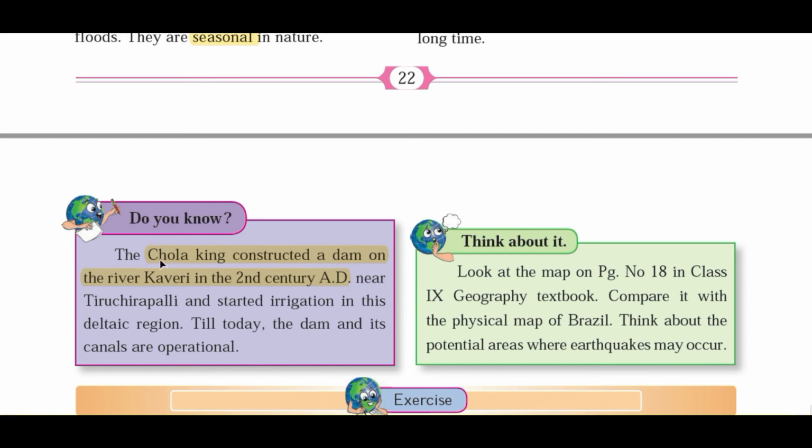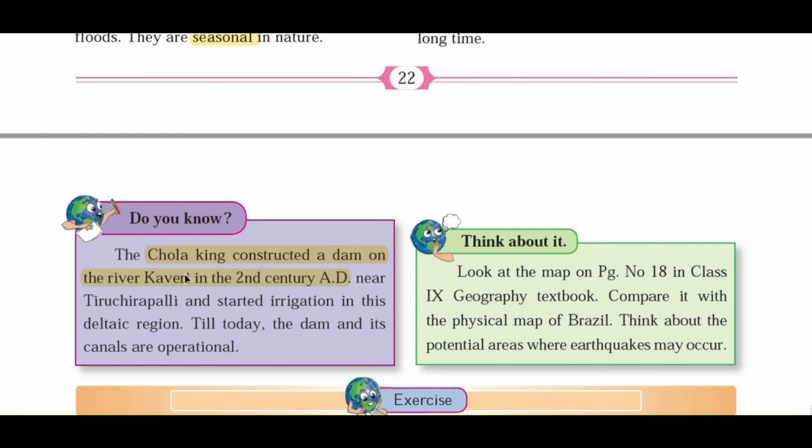So this Chola king constructed a dam on Kaveri river in the 2nd century AD near Tiruchirappalli, a town in Tamil Nadu, and started irrigation in this deltaic region. Till today, the dam is in good condition and its canals are operational. Can you imagine the engineering expertise of these people? Almost 1800 years ago, they built such a massive dam on river Kaveri that it is operational till today. People are using the water from this dam and taking benefit of these canals till date.